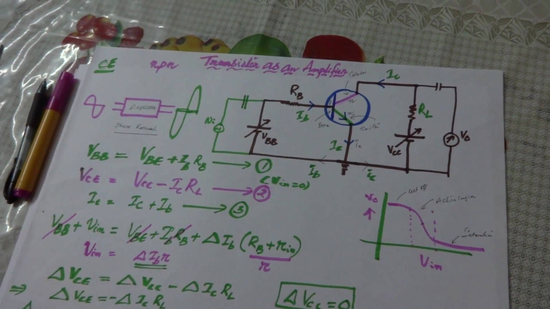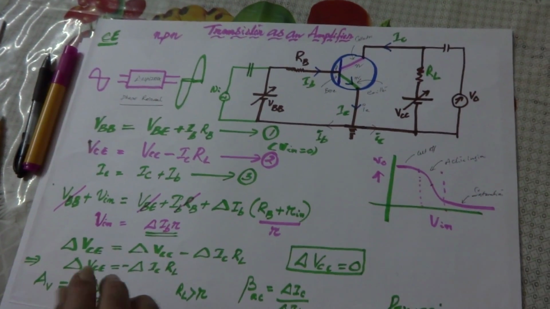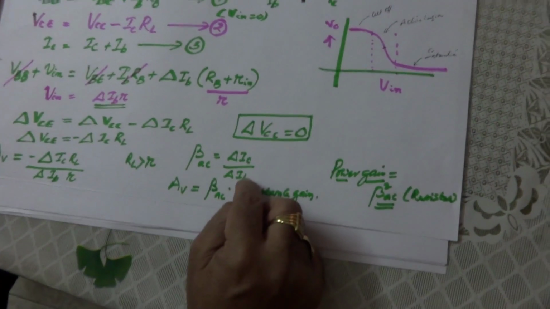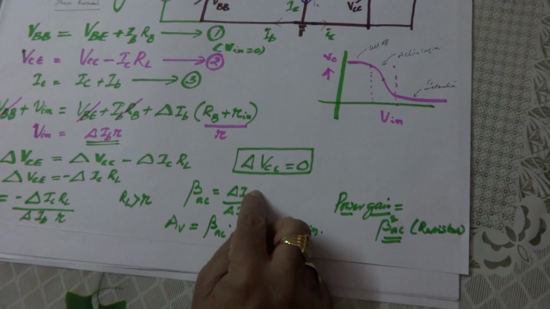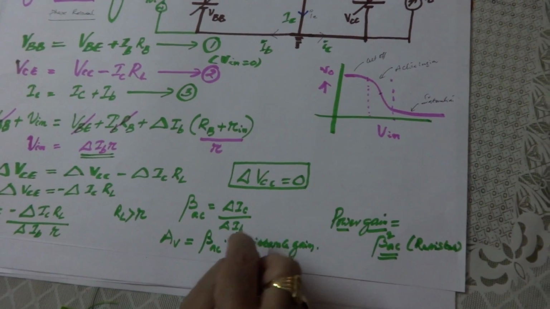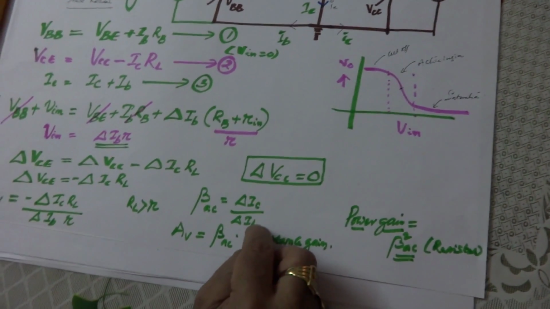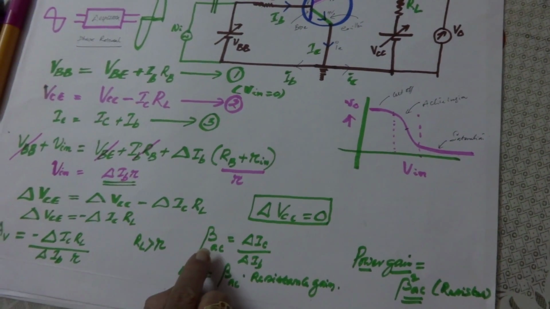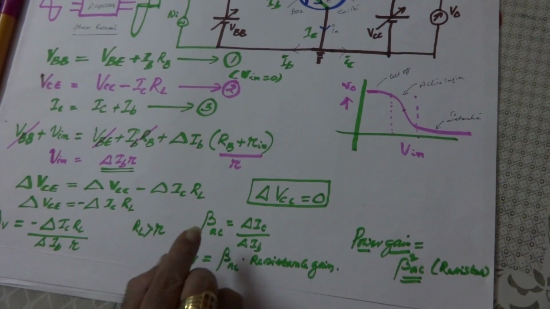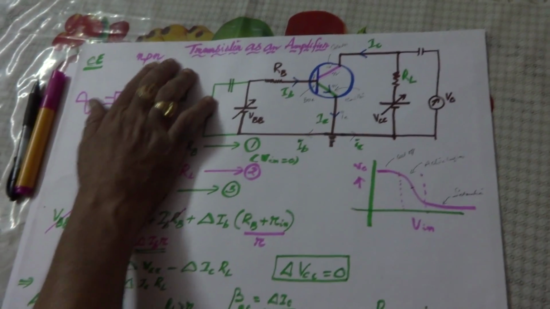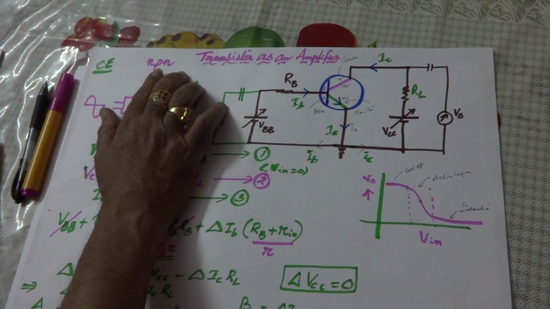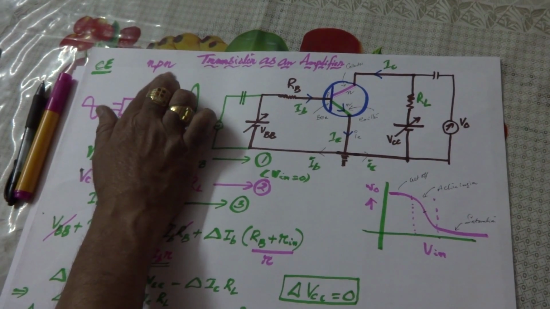In CB, if you observe this, you will always get the gains with the alpha factor, which is very less when compared to beta. So beta is delta IC by delta IB, whereas alpha is delta IC by delta IE. Therefore delta IE will be more. If the denominator is more, then automatically the factor will be reduced. So alpha is always lesser than beta. So the first thing is why NPN transistor is preferred, because the mobility of an electron is more than the mobility of holes. That's why we prefer NPN.